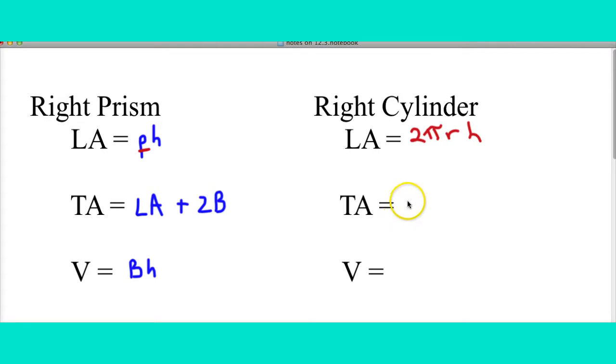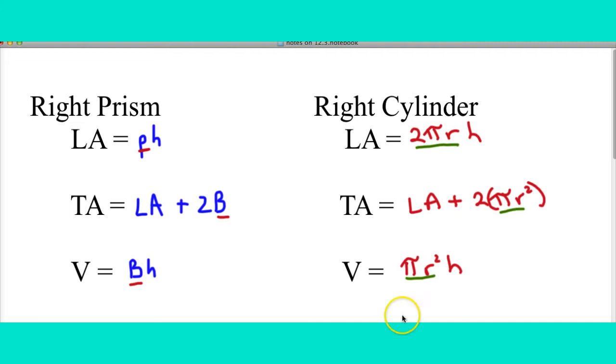What about total area? Well, once again, total area would be lateral area plus 2 base areas, but because the bases are circles, we can substitute in the formula for the area of a circle, which is pi r squared. So lateral area plus 2 circular base areas. And then for volume, once again, we're substituting in place of the base area, pi r squared, and then we have times the height. So basically, in each of these formulas, I just replaced the perimeter with circumference and the base area with the area of a circle, since the base is a circle.